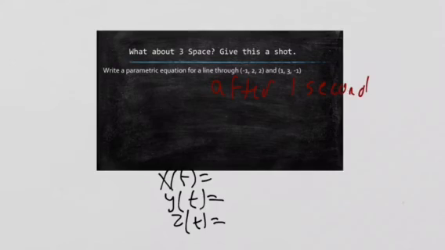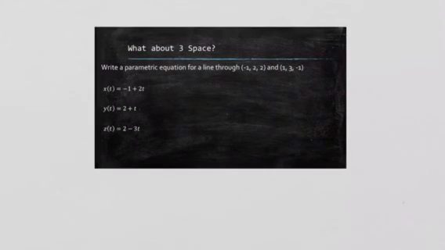Okay. So here we go. We start at -1, 2, 2. And then what happens in the x direction? We go from -1 to 1. -1 plus 2 equals 1. So we added 2 in our x direction, and that's going to happen every second. So we do plus 2t. What about in our y direction? We started with 2, and then we went to 3. So we did 2 plus 1 equals 3.